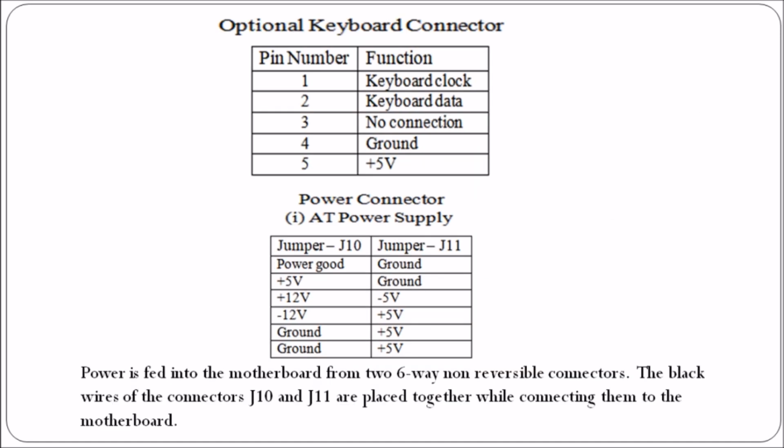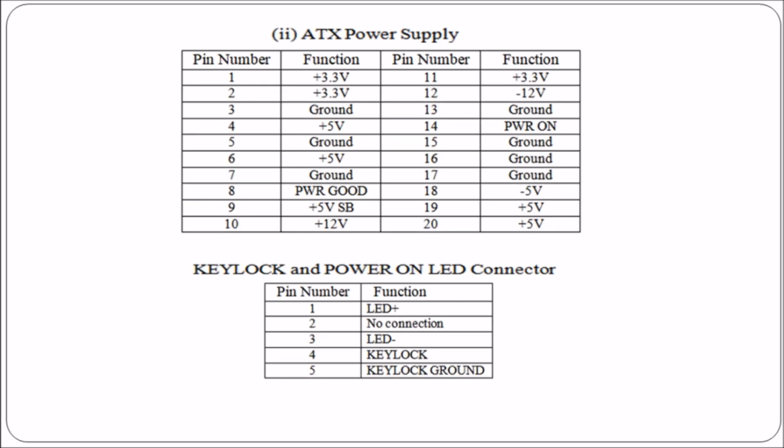Next is the optional keyboard connector. The pin numbers and their corresponding functions are given, followed by the power connector, AT power supply. Power is fed into the motherboard from two 6-way non-reversible connectors. The black wires of the connectors J10 and J11 are placed together while connecting them to the motherboard. So the ATX power supply, their pin numbers and their corresponding functions are given.